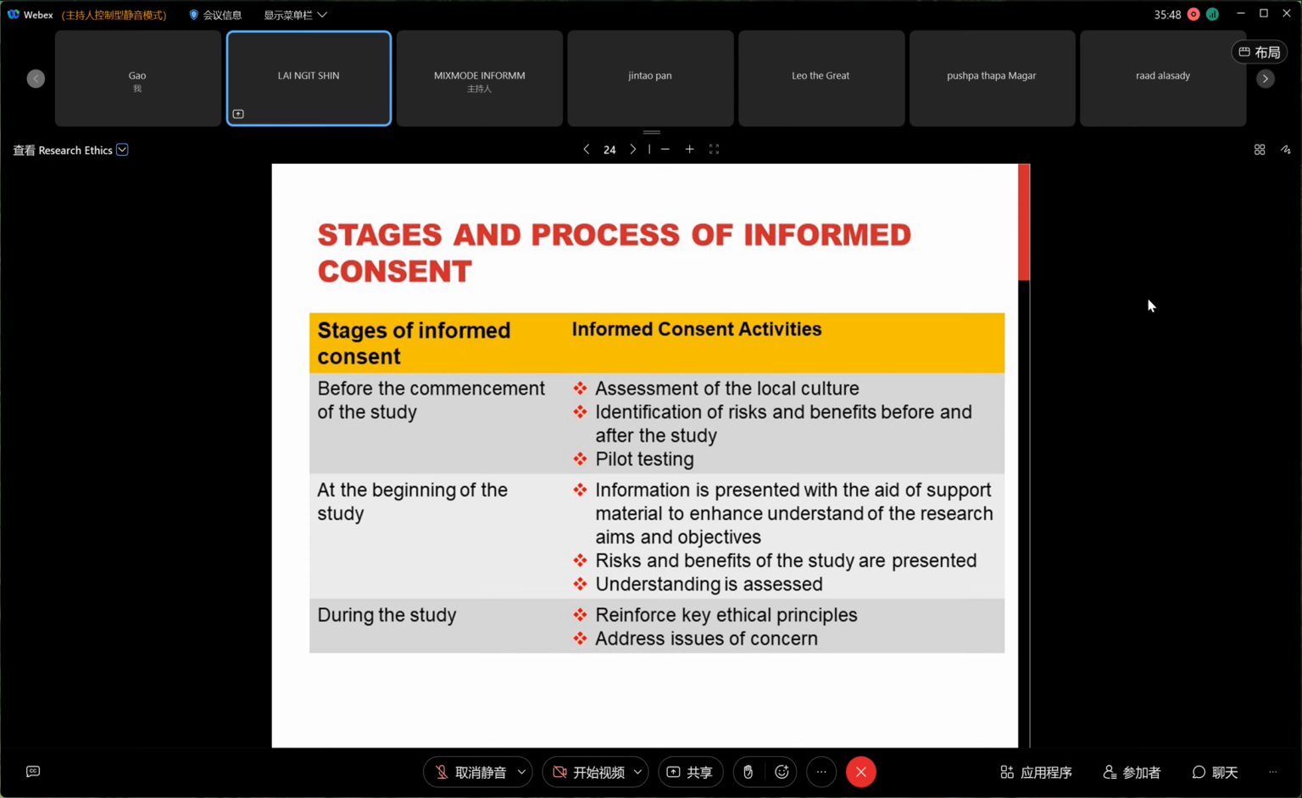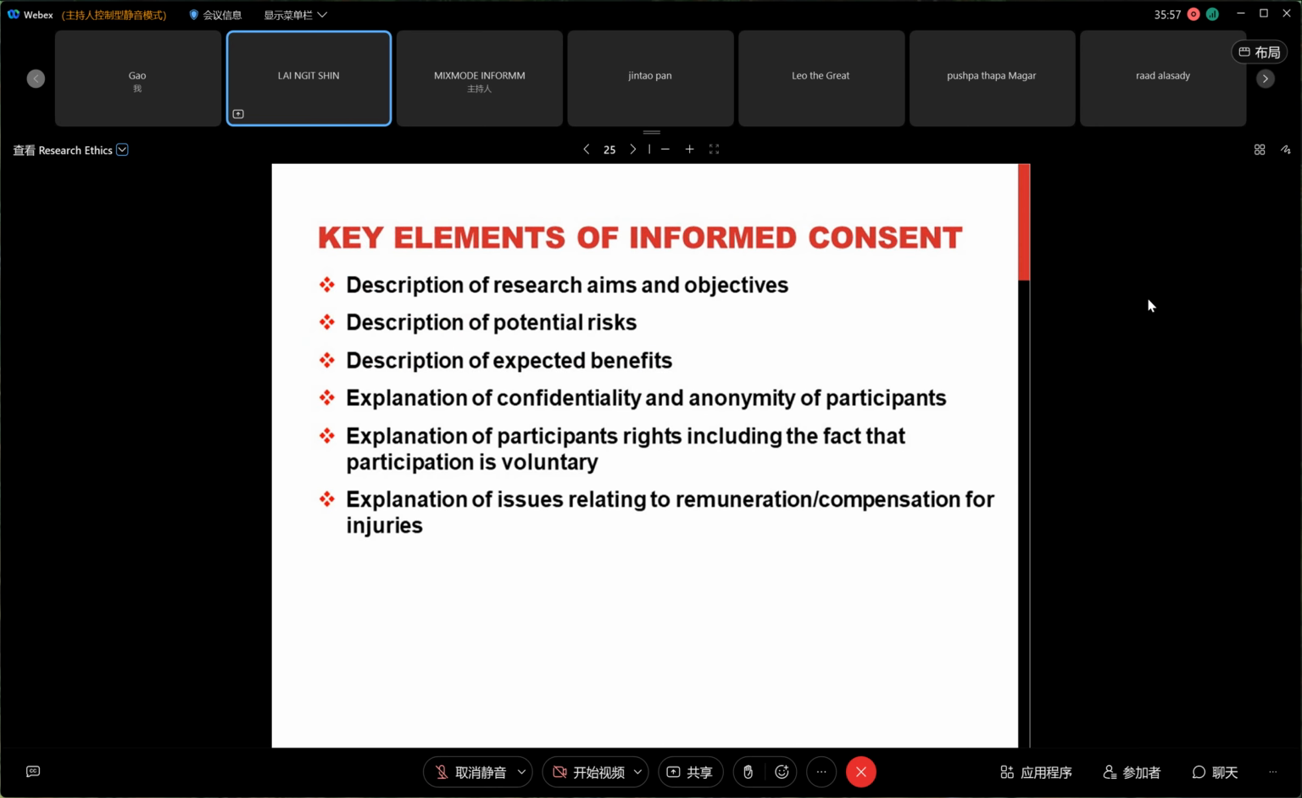Next is the stages of the informed consent process: before the termination of the study, at the beginning of the study, and during the study. This is something I think you can follow. Informed consent should clearly state the description of the research aim, potential risks, expected benefits, confidentiality and immunity of participants, and participant rights, including the fact that participation is voluntary.